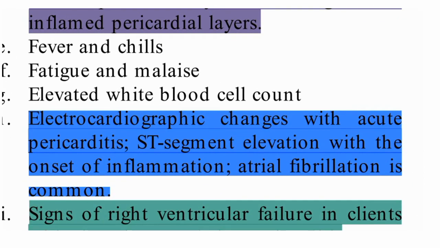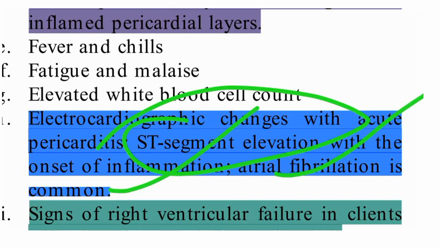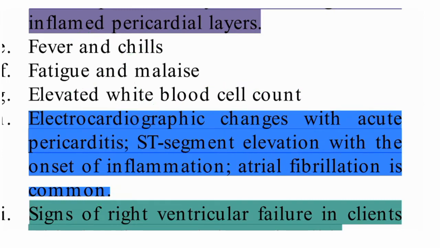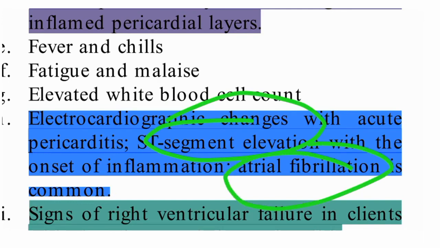So what are the changes in the ECG? In the ECG changes, we can see ST segment elevation at the onset of inflammation, and atrial fibrillation is common. So whenever pericarditis is there, in the ECG ST segment elevation will be there. This is the main finding on the ECG, ST segment elevation, and the more common is atrial fibrillation.